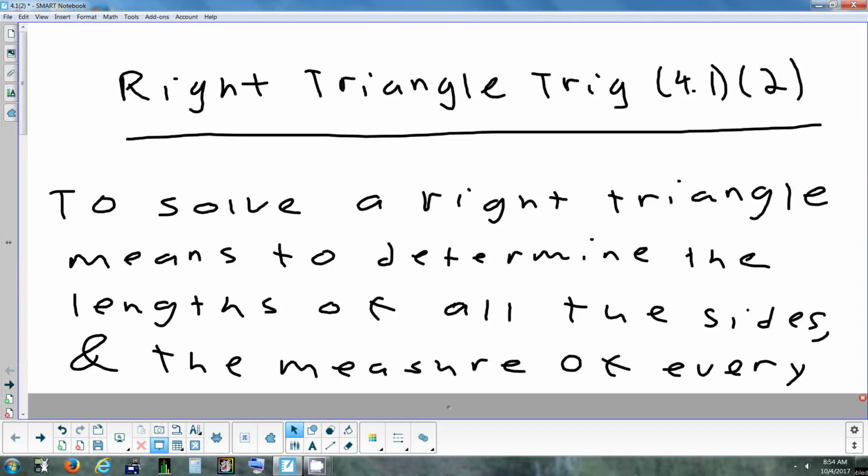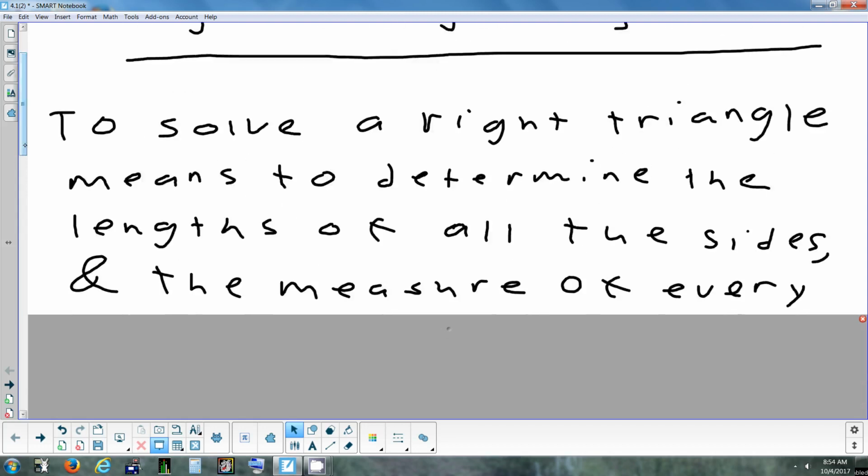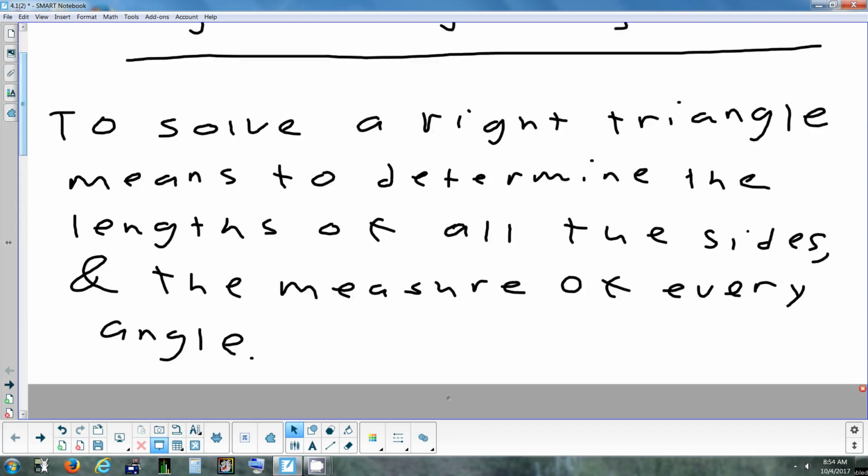So to solve a triangle means find out the lengths of all the sides and the measure of every angle. So out of the 6 things, 3 sides, 3 angles, I have to give you 3 to start with. Well, you're always going to have a right angle, so that's 1. And then the other option is I could give you a side and an angle, or I could give you 2 sides. Okay, but I have to give you three things to start with.